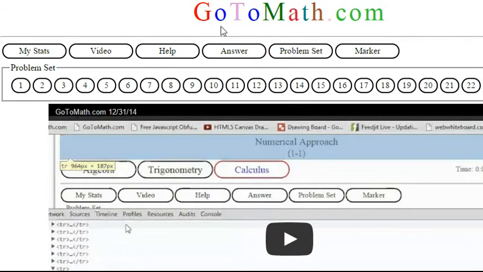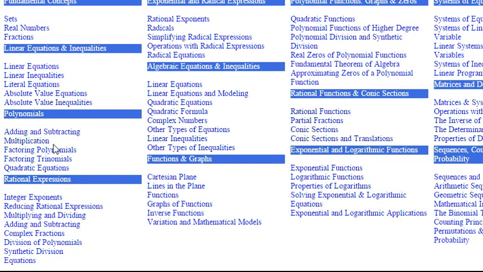We're over here at gotomath.com. Let's click on Algebra.